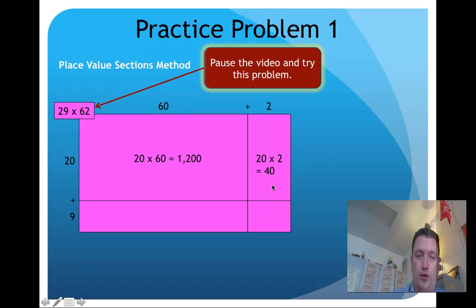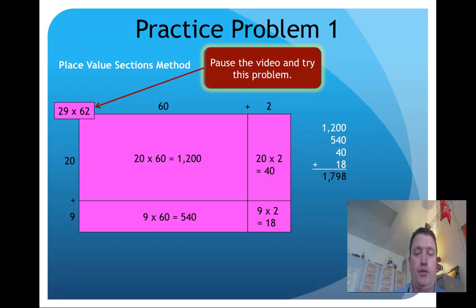2 times 20 is 40. When I do 9 times 60, that's 540. Remember, left and top. And now I'm going to do the ones place. 9 times 2 is 18. So when I stack all that up, add it up, I get 8, 9, 7. Throw in the comma, put in the 1, 1,798.